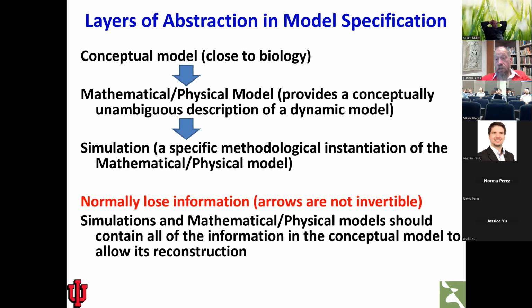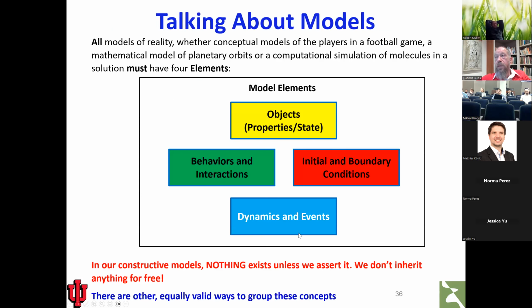We have these three or more layers of abstraction we have to deal with: the conceptual model, which we hope will be close to the biology, a mathematical or physical model, which should be method independent, but should be conceptually unambiguous in terms of its dynamics, and then the simulation, which will be tied to the particular approach that we're going to use to do the numerical solution. We tend to lose information as we go down this stack. We have to add certain kinds of information, but we lose a lot of generality and what I would call knowledge when we go down the stack.